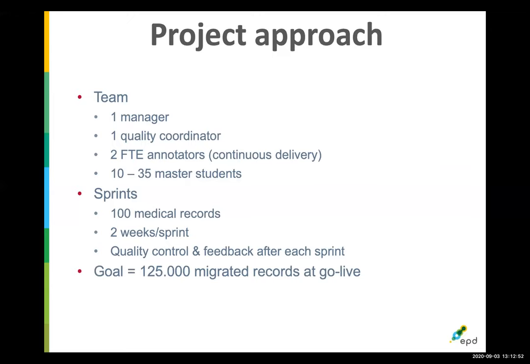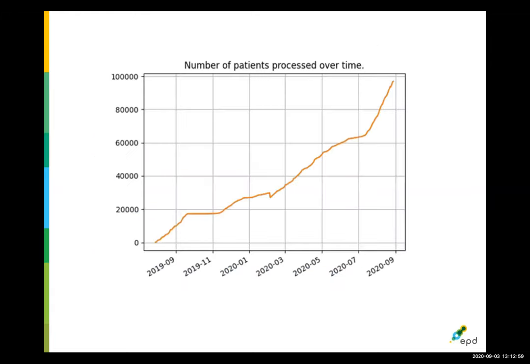provided. And the goal is to do 125,000 records at go live. So are we going to get there? Yes, probably. You see how we progressed. You see that the line is not straight. That's because our students also have to study and they have exams. So during some months, like in December or in June, they don't annotate, but in holiday time, they annotate like hell.